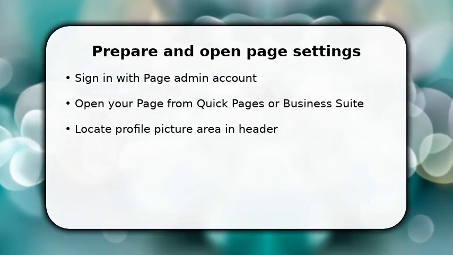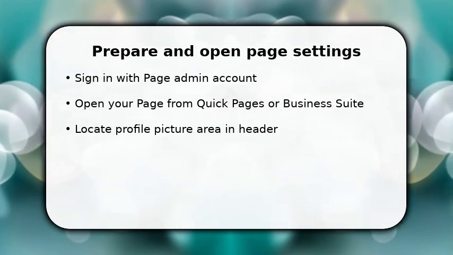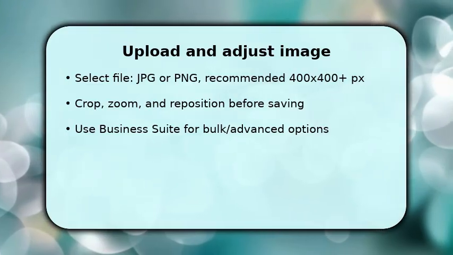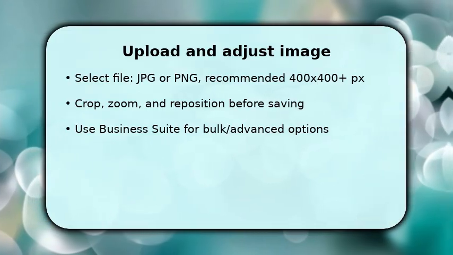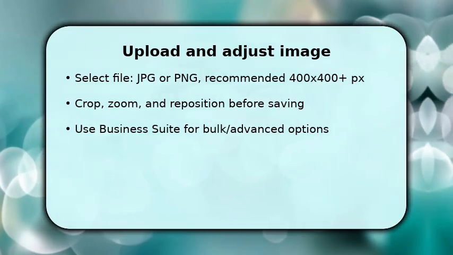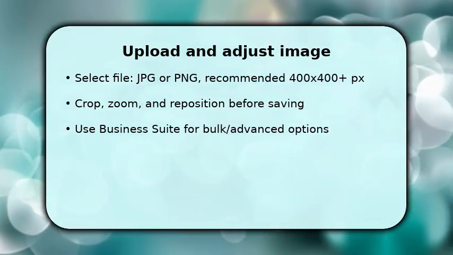Now you upload and fine-tune the picture. Click Upload Photo, pick the file from your device, and wait for it to appear in the editor. Use drag to reposition, the zoom slider to scale, and crop guides to keep important details centered. Facebook crops differently on mobile versus desktop. Once the preview looks right, click Save.